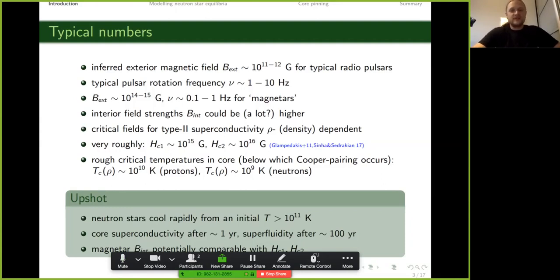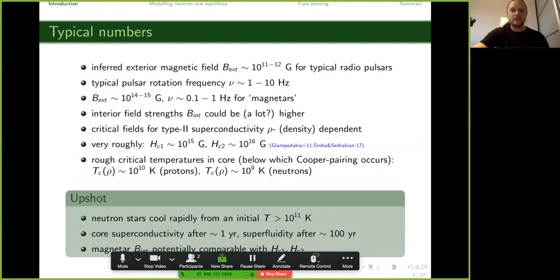And they're magnetic powered because their rotation rates are actually generally far slower than those of a typical pulsar. So down to something like 0.1 hertz is typical. What we don't know, well, we can infer an exterior magnetic field. What we don't know is anything about the interior magnetic fields. And in principle, those could be a lot higher than the exterior value.